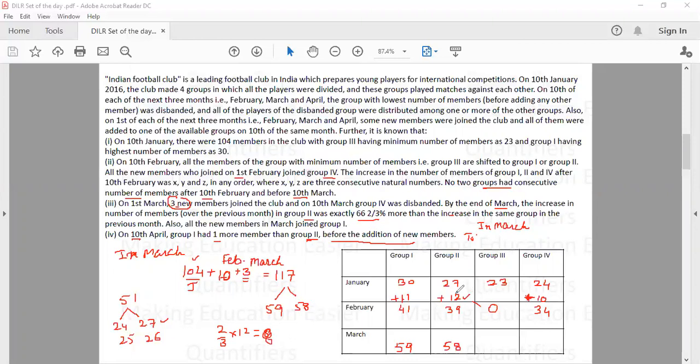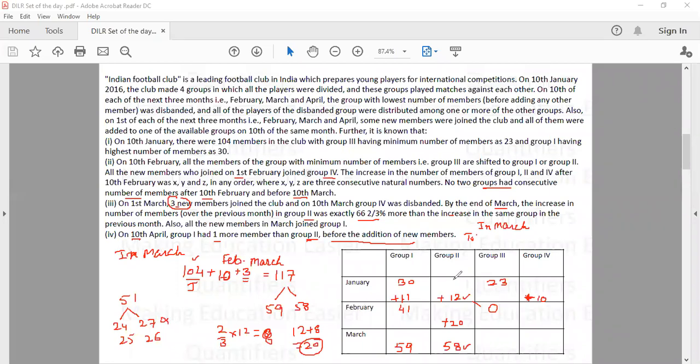The previous month increase was 12. So 8 more than 12 means 20. So that means the increase would be 20. Now if I add 20 here, the total should be 59, but the actual total should be 58. Right? So this is not possible. So that means 27 is also not possible. So 24 is not possible here. But one thing is clear, that here the increase will be of 20. So 27, 24 is not possible.